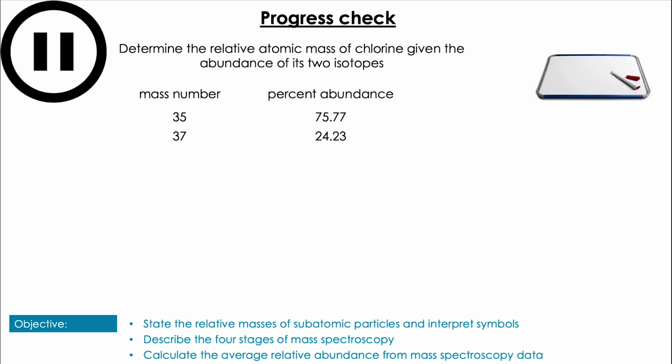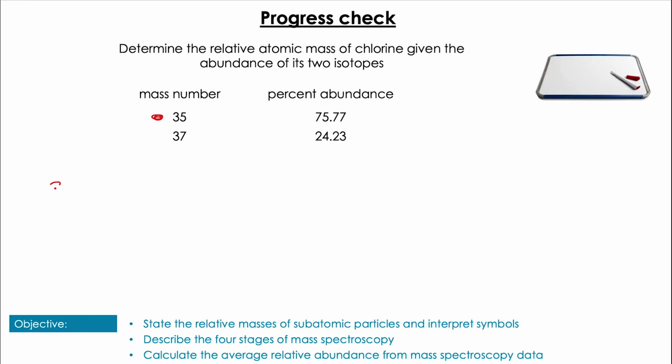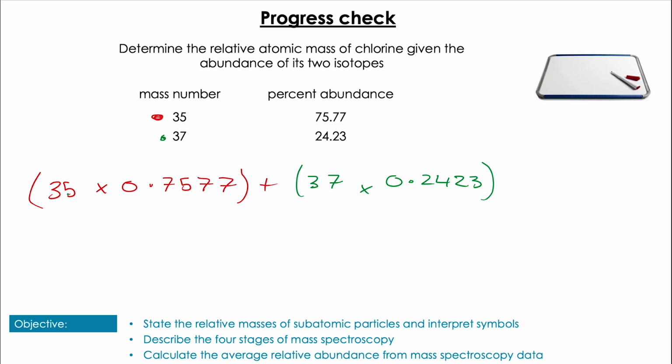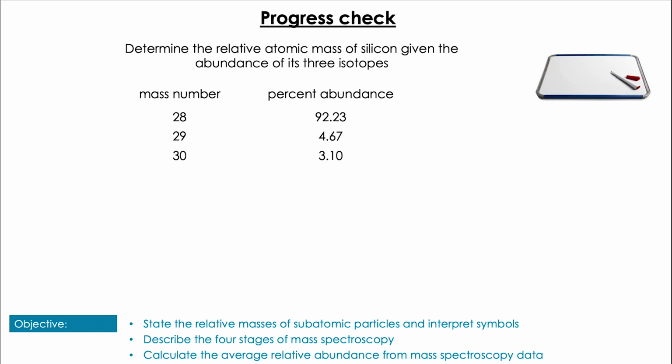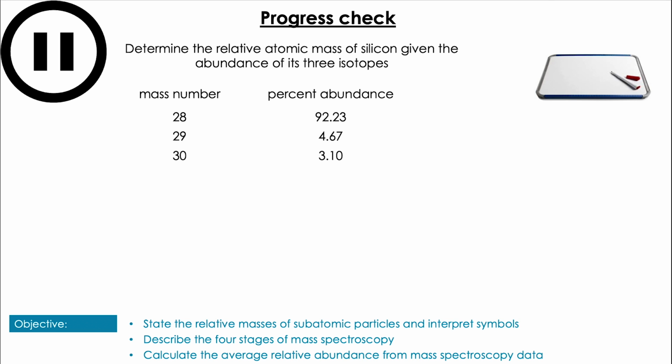Pop 'em up! Hopefully you saw that we're just going to plug in the corresponding percentage, converted to decimal, value for each of the mass numbers, which is 35 and 37. Add those two together, which is going to give us 35.4846.